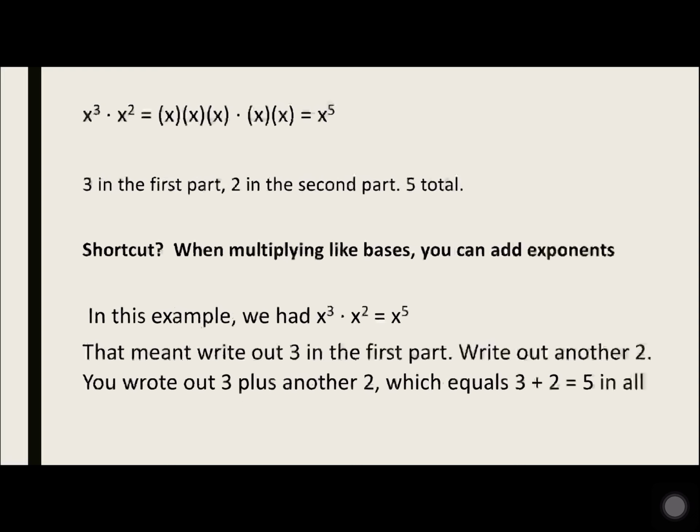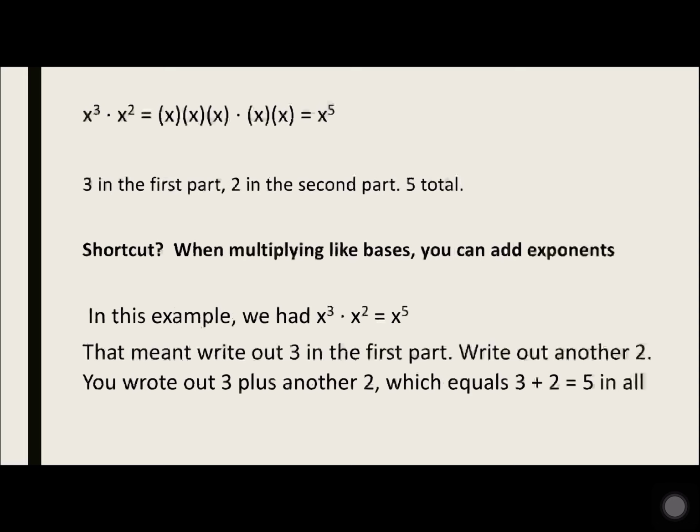X to the third times x squared. X to the third means write 3 times. X to the 2 means write 2. 3 and 2 more is 5. 3 in the first part, 2 in the second part, 5 total.